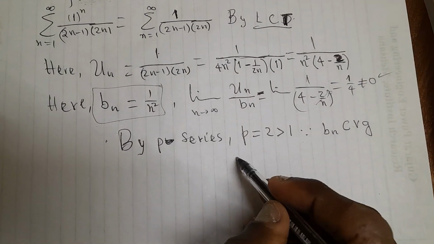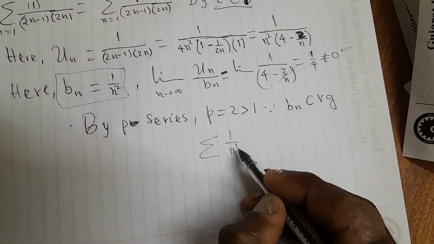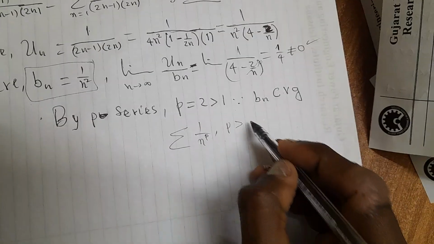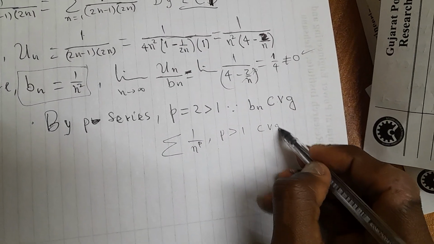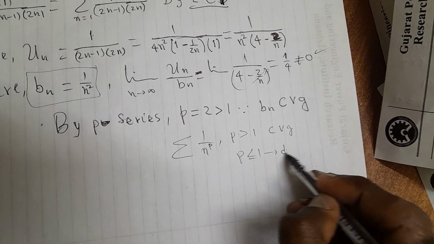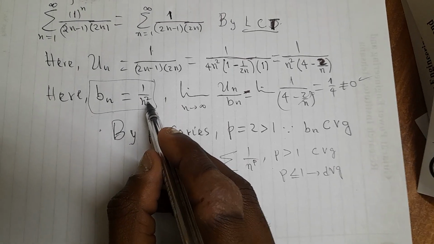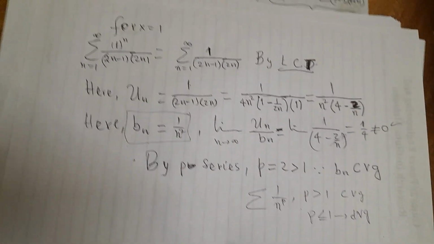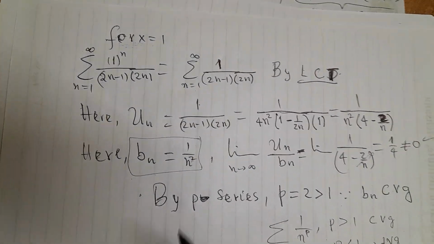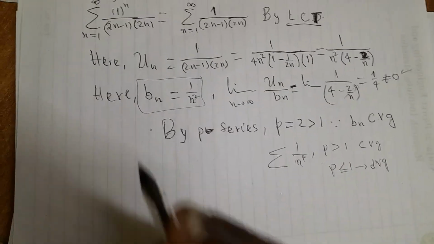Whenever we have a series like this, 1 upon n to the power p, if p greater than 1, it converges. If p less than or equal to 1, it diverges. In this case, here p is 2, so it converges. It means that 1 is part of the interval of convergence.